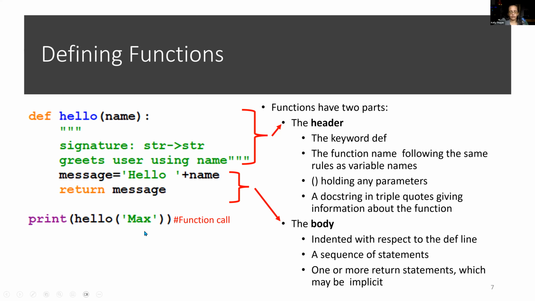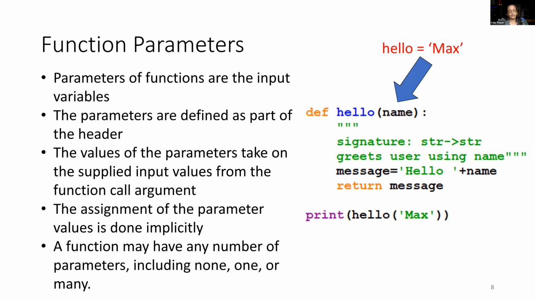This down here is our function call that is calling the function, making use of the name of the function right here, and it's providing a value for the variable name. So here we have the string, and here we have name. So the function parameters are the input variables. The parameters are defined as part of the header, so that's right here. So in our recent function call, we just had hello max. Here's the name of the function matching up. And here is the string max, which matches to the name.